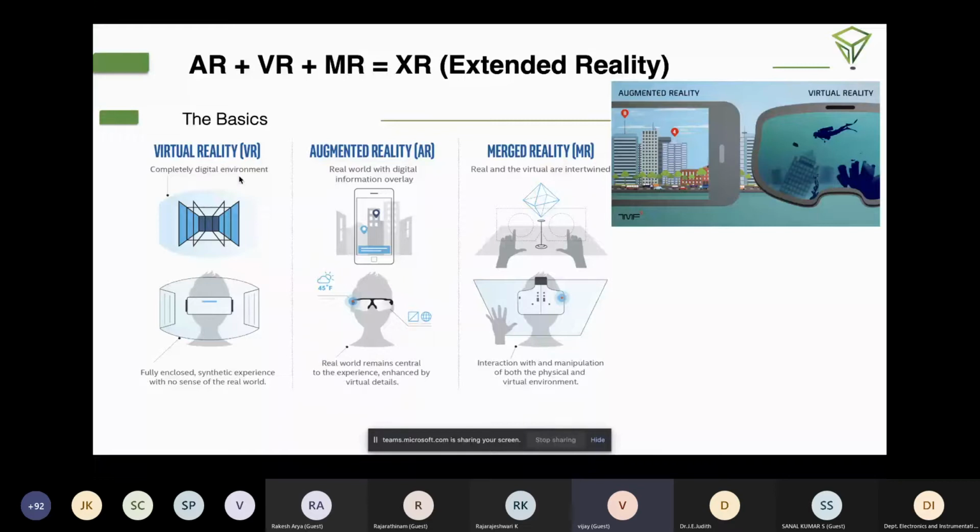XR, right? XR is a catch-all terminology. XR stands for extended reality. That's a catch-all terminology that includes AR, VR, and MR, right? AR stands for augmented reality, VR for virtual reality, and MR for merged reality. Let me define quickly what this means.